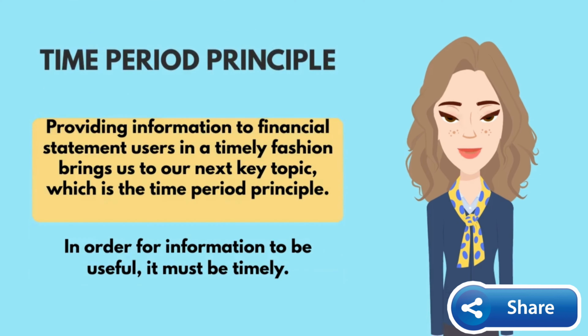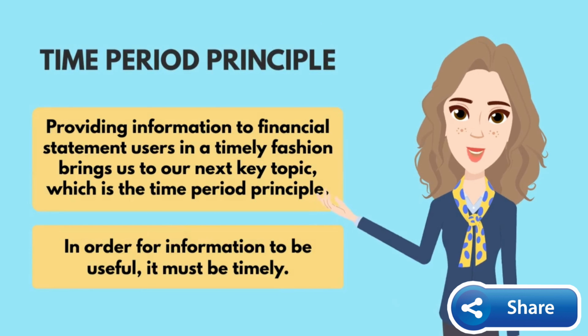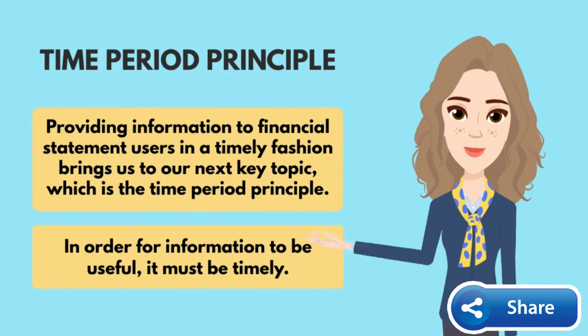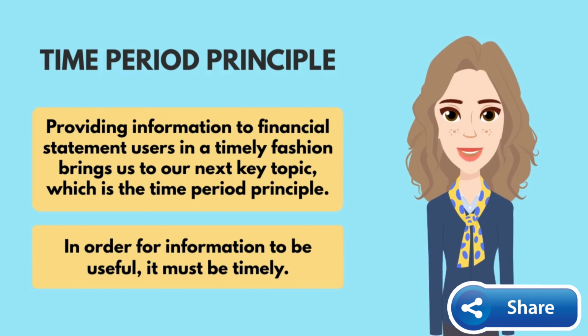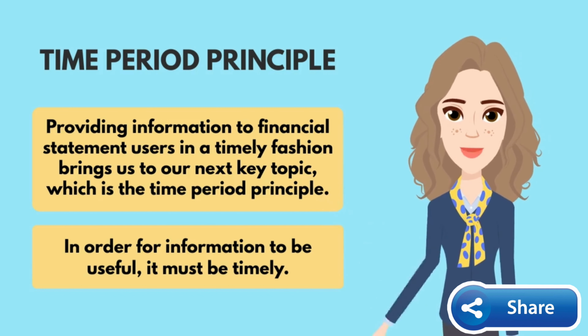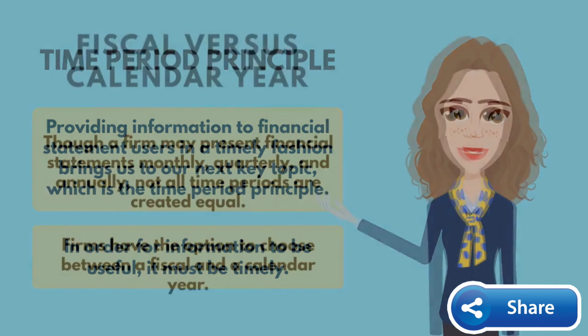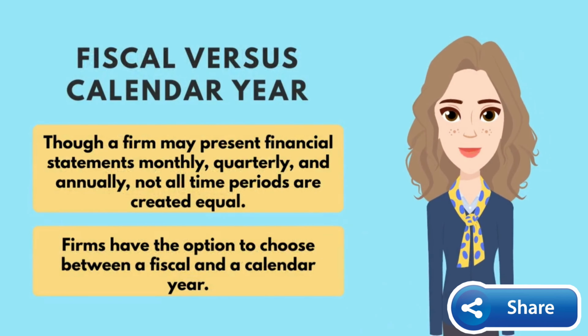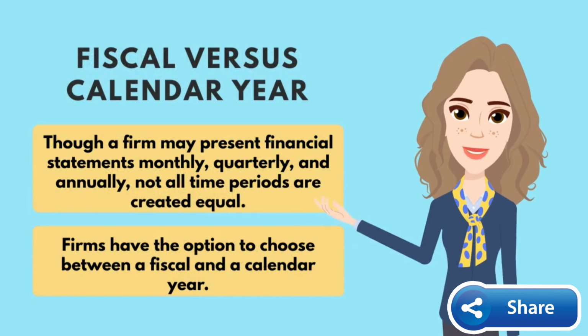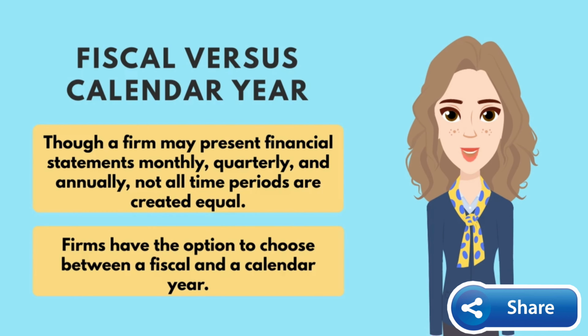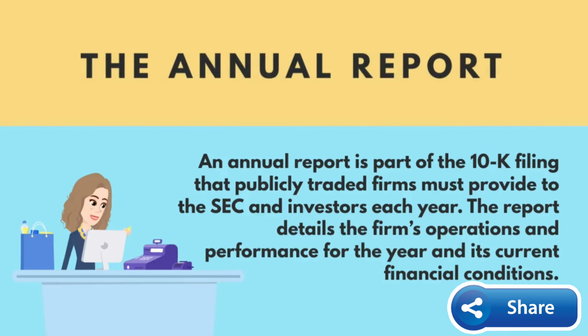The time period principle, also known as the periodicity assumption, is a fundamental concept in accounting that states that the economic activity of an organization can be divided into specific time periods for financial reporting. Fiscal year is a 12-month period used for financial reporting and tax purposes by businesses and organizations. An annual report is a comprehensive document that provides shareholders, investors, and other stakeholders with detailed information about the company's financial performance, operation, and outlook over the past fiscal year.